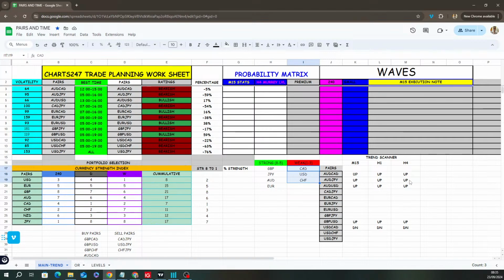So we have another one here, the Australian dollar, Japanese yen. But as you can see, Aussie is a buy pair, yen is a buy pair. So this is not a pair we want to take because it's not confirmed by the currency strength or the portfolio selection we did yesterday.